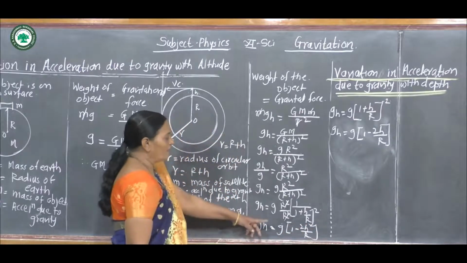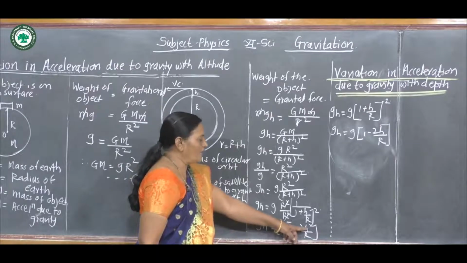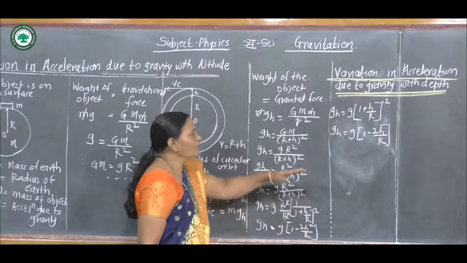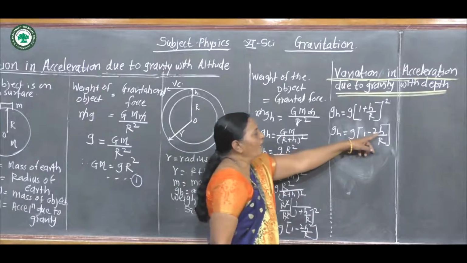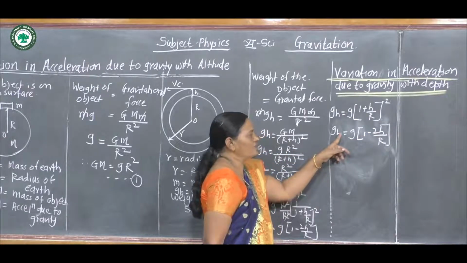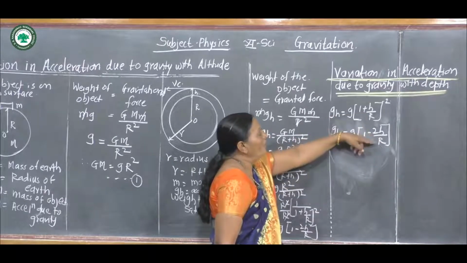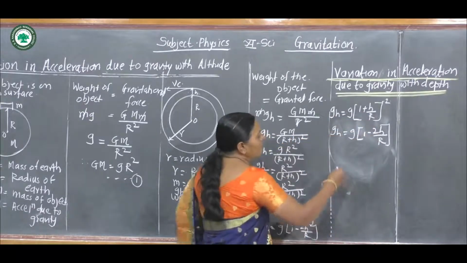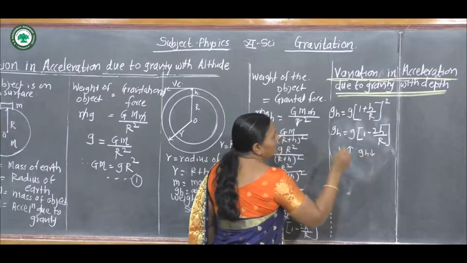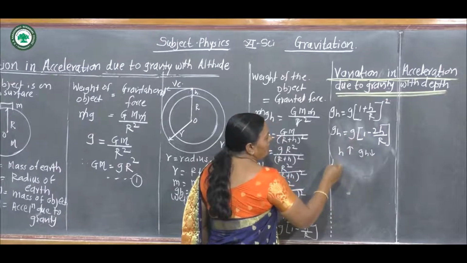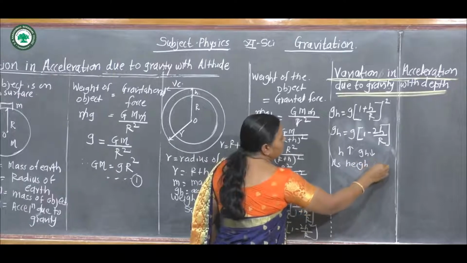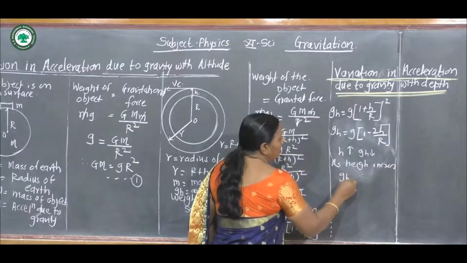Now see, 2h divided by R, or h upon R, is very much less than 1, and we can say that if the height or altitude increases, the gravitational acceleration decreases. As we go above, if h is increased, g_h decreases. That is, as height increases, g_h decreases.